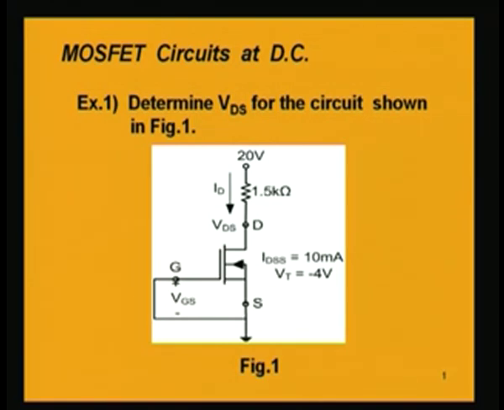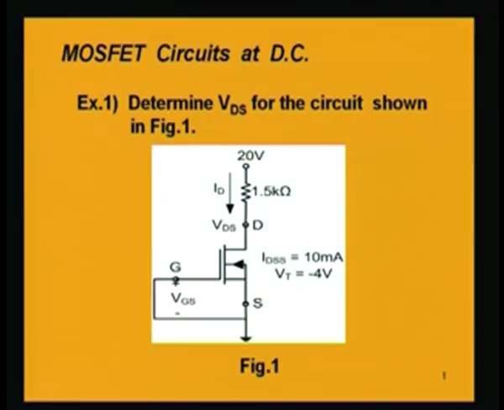Now, given that IDSS is equal to 10 milliampere, and we know what IDSS is, that is the drain to source current when the voltage between gate and source is 0. So, this is a value which is specified in the data sheet for a particular depletion type MOSFET. So, for this example we have an IDSS value of 10 milliampere. Also specified is that the MOSFET device has a threshold voltage of minus 4 volt. So, we have to find out VDS.